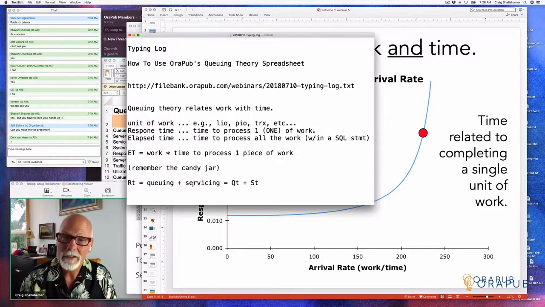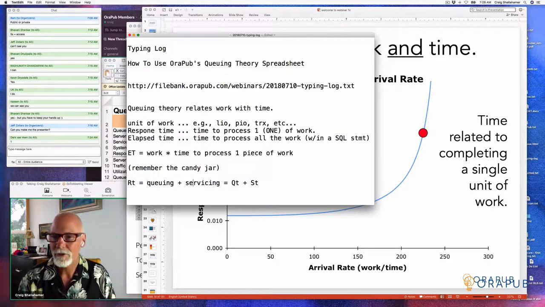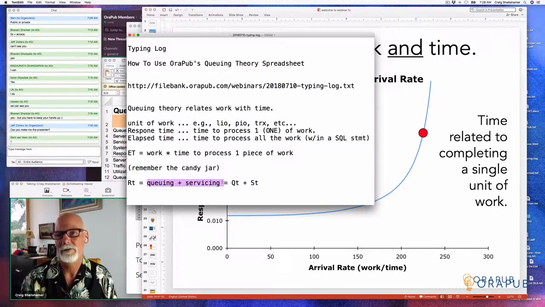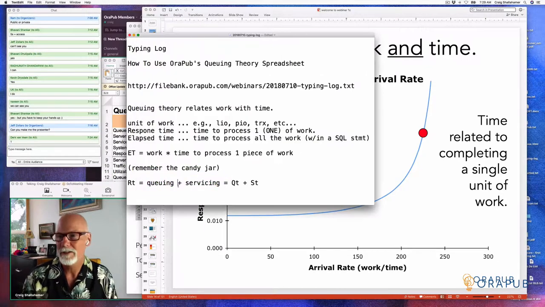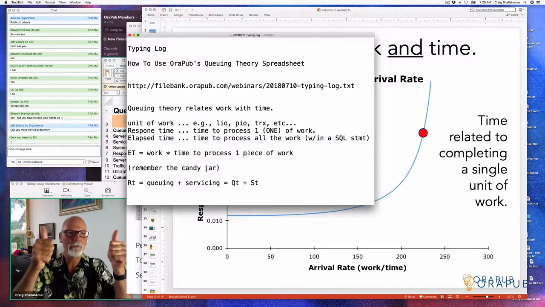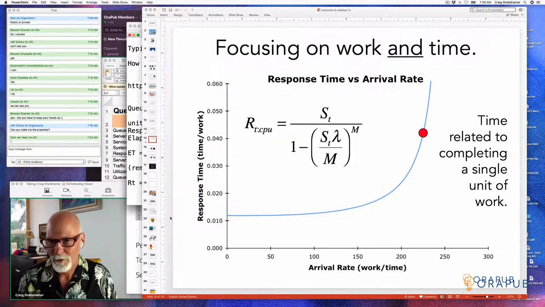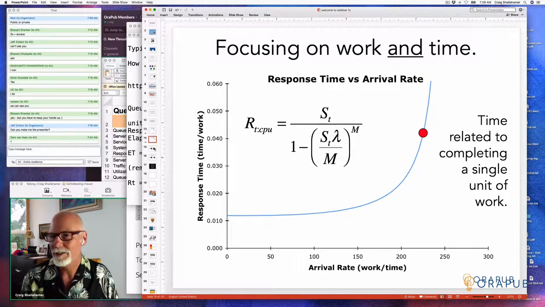Queuing theory allows us to figure these out, not only the response time but the components of the response time as well. Okay, that's important. Now, is everybody good so far? We're almost ready to get to the spreadsheet.